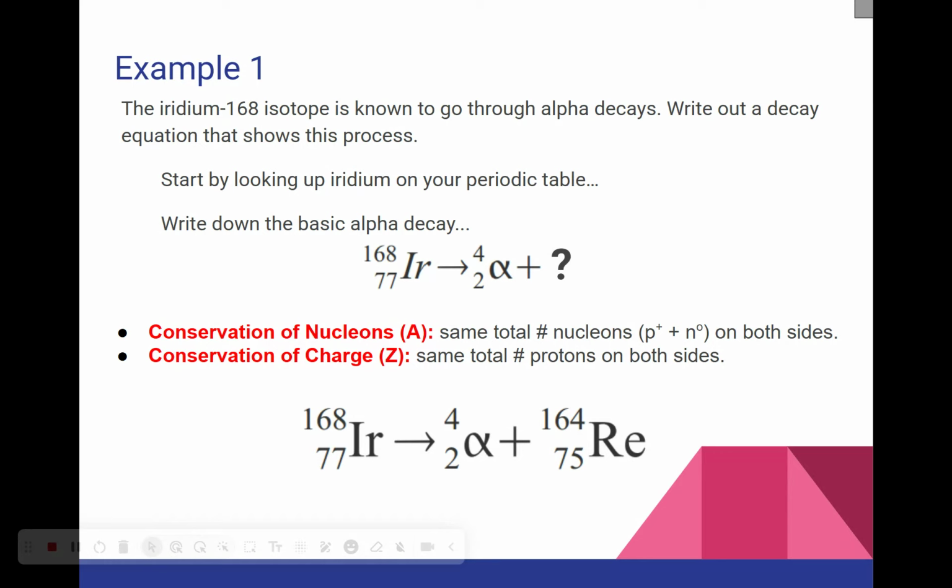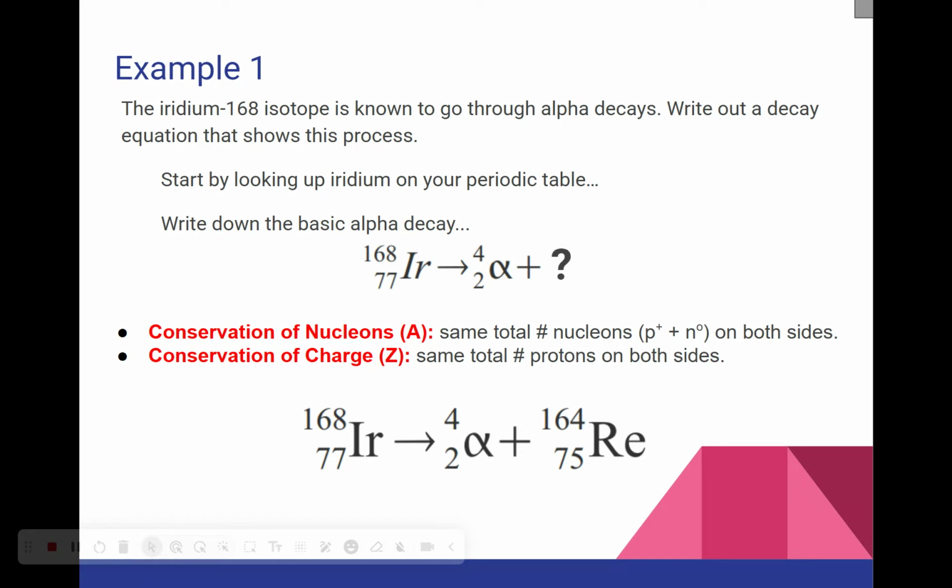The numbers on the right add together, tops and bottoms, to give the numbers that I started with on the left. And this is a fundamental thing to always remember about any decay. Even if we show you something that you've never seen before, some weird decay we never learned, conservation of nucleons and conservation of charge will always work if you apply it correctly.